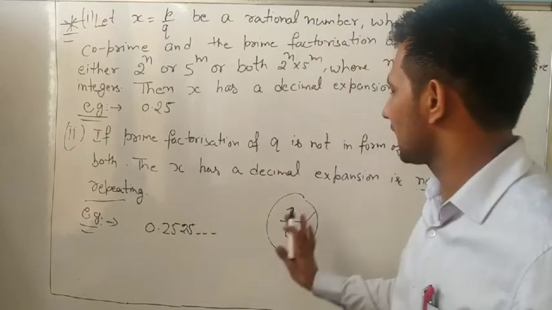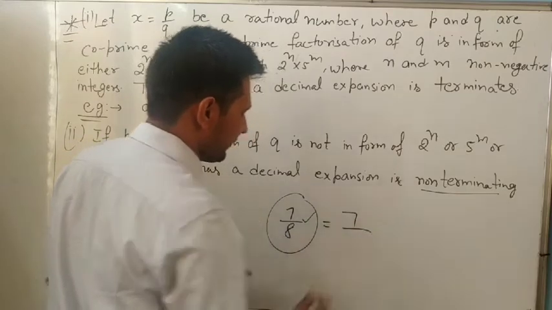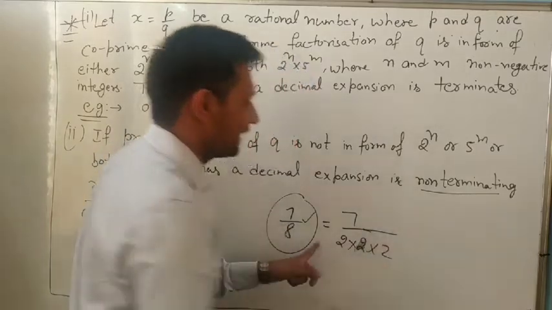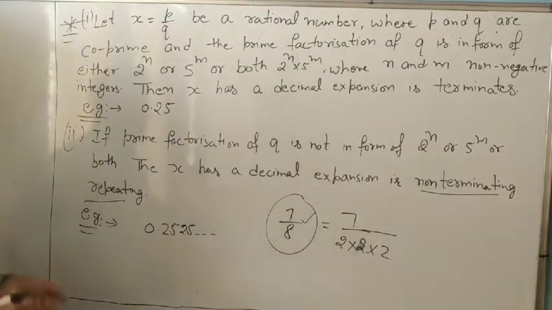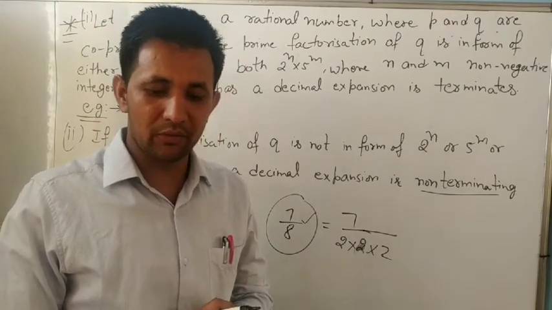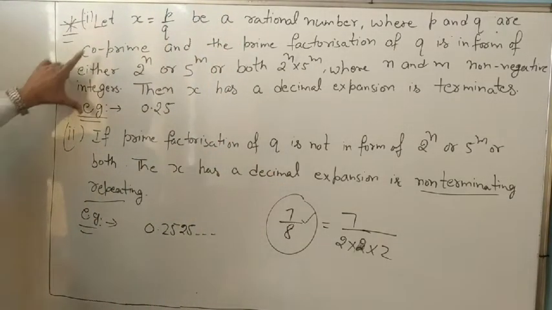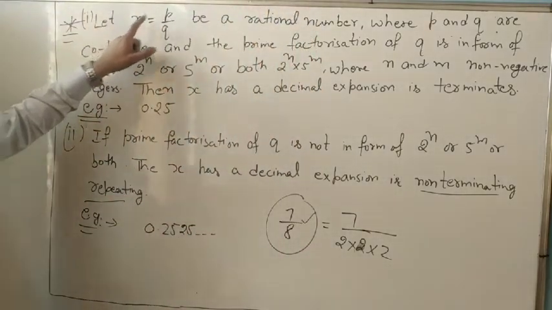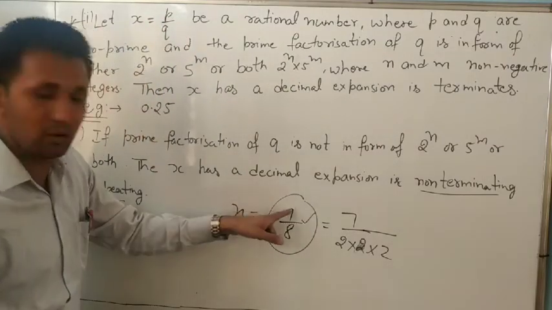So you have to remember first. Like 7/8, can you write its prime factors? 2 into 2 multiplied by 2. Yes. First remember, these 2 points relate to the theorems on page number 16, theorem 1.5, 1.6 and 1.7. All these three theorems are included in these 2 points. So look at the board. Let x be a rational number.